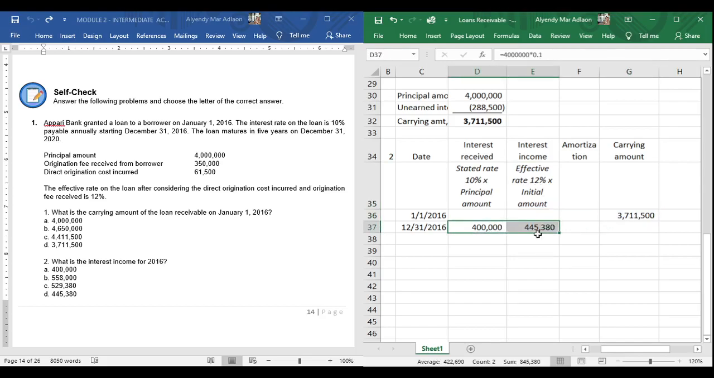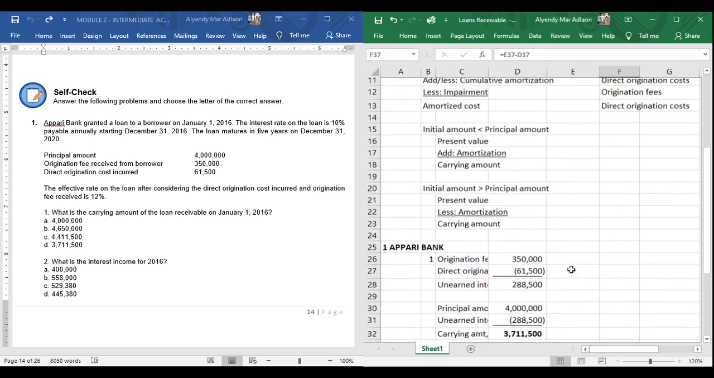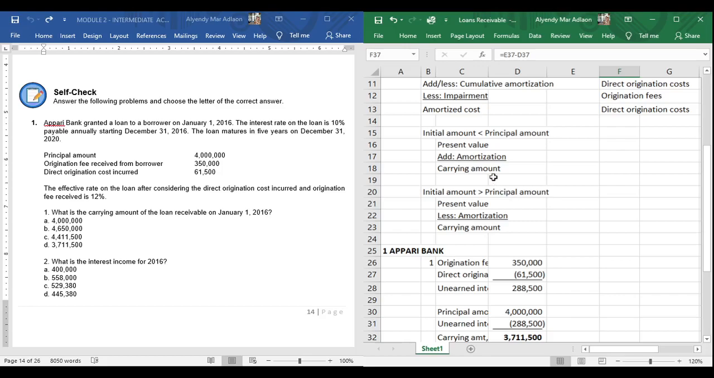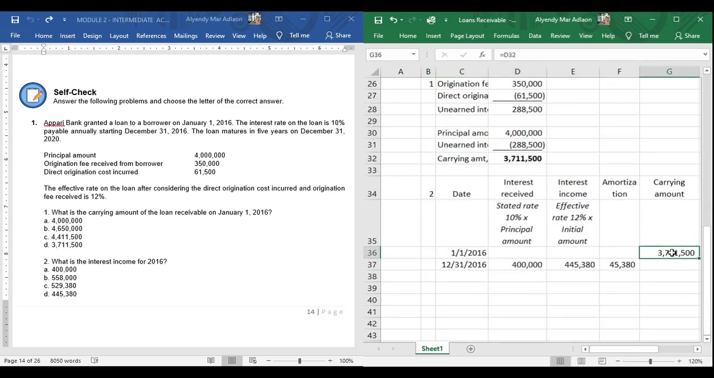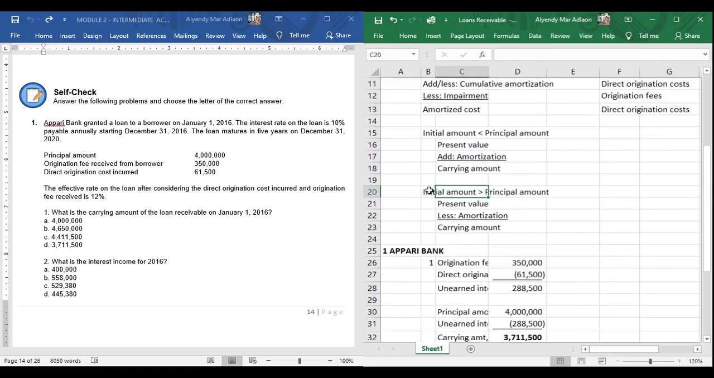Take note, the interest income is bigger than the interest received. So, meaning, we have an amortization of 45,380. Remember the rule: if the initial amount is less than the principal amount, then the amortization must be added to our present value. But if the initial amount is greater than the principal amount, then it is deducted.